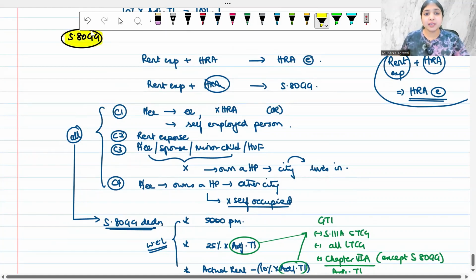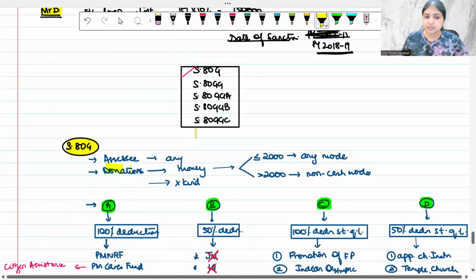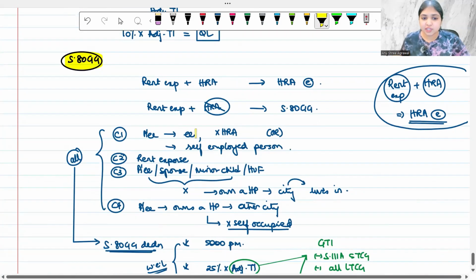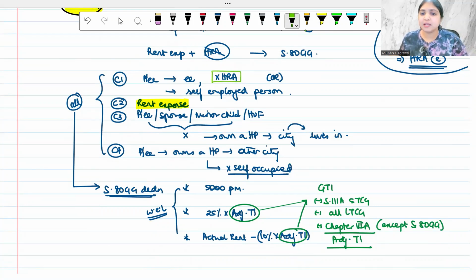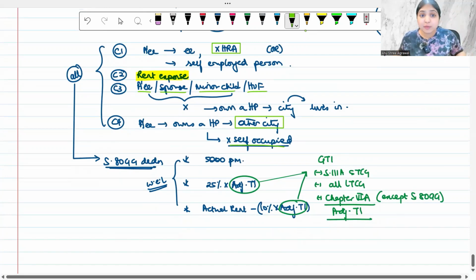Remember, section 80G is with respect to donations. 80G is targeting donations. 80GG is targeting rent expense. So under 80GG, condition number one, the assessee should not be having HRA. Either the assessee should be an employee but not having HRA, or a self-employed person. Condition 2, the assessee must be having rent expense. Condition number 3, why is he having rent expense? The reason is, in the city in which he is living, neither he himself, nor his spouse, nor his minor child, nor his HUF, none of them should own a house in that city. If the assessee owns a house in some other city, yes, he can own a house there, but that house should not be a self-occupied house. We have 4 conditions. If all 4 conditions are fulfilled, then your assessee will be eligible for 80GG deduction.